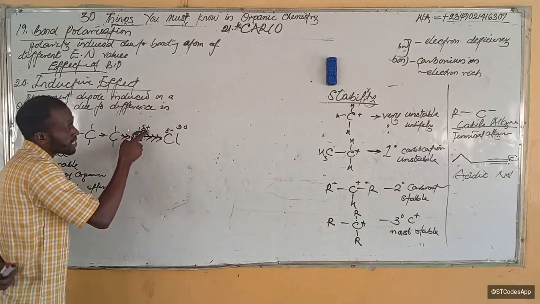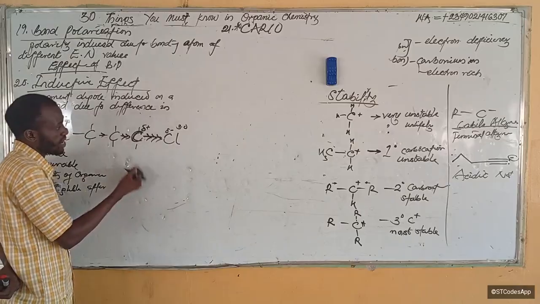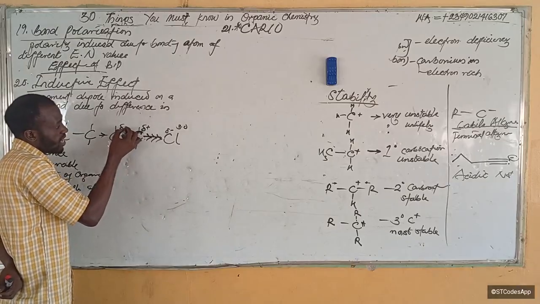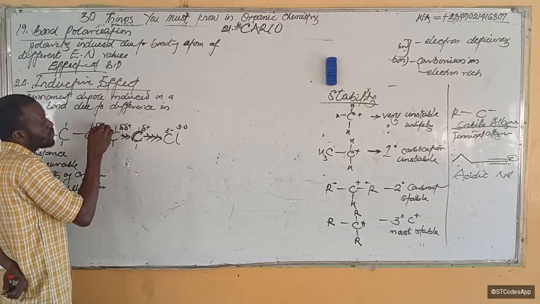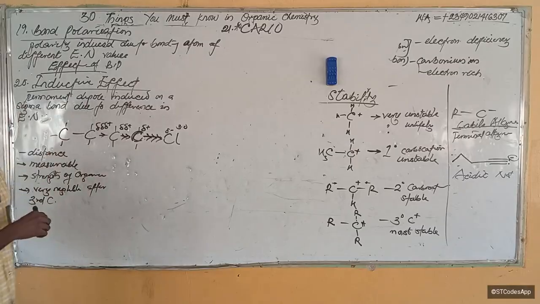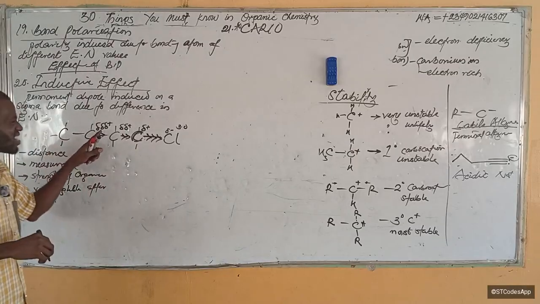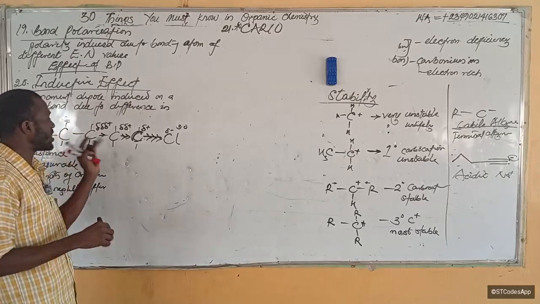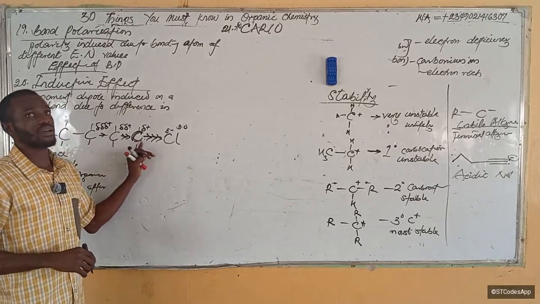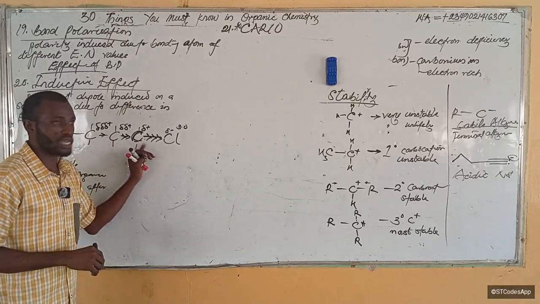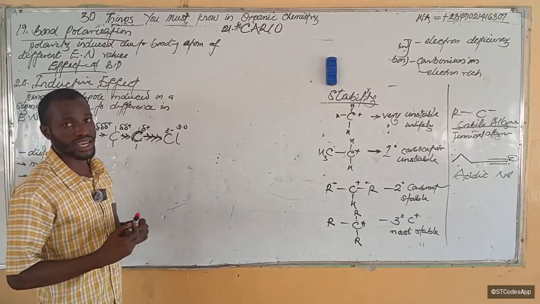So because of that, there is a partial positive charge induced on this atom. Very strong partial positive. But it is a weaker partial positive on this one, and this one an even weaker partial positive. So what do you notice? This one is very, very weak, feeling weakly electropositive, then quite electropositive, then more electropositive. Do you understand?